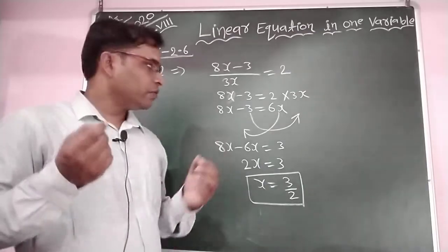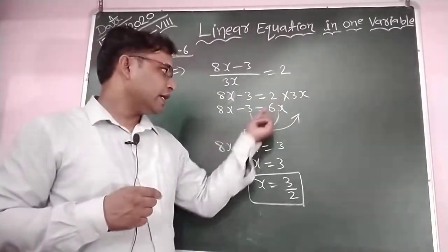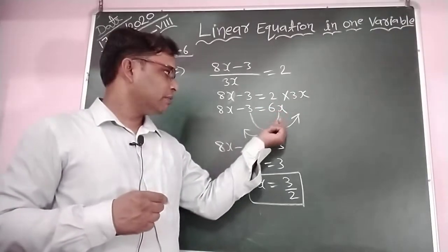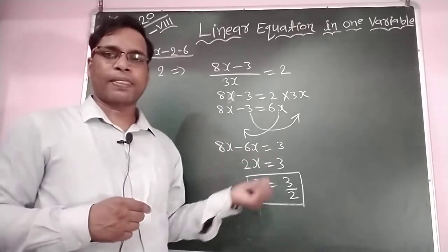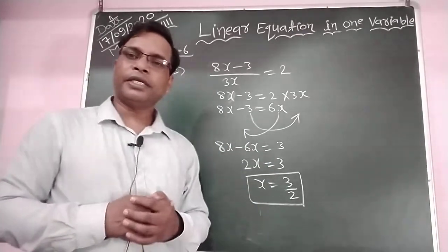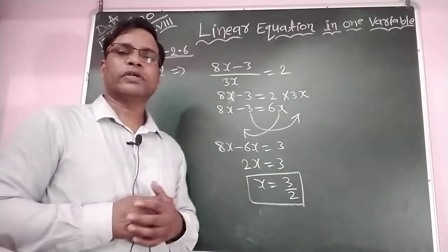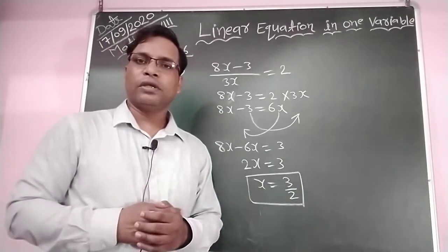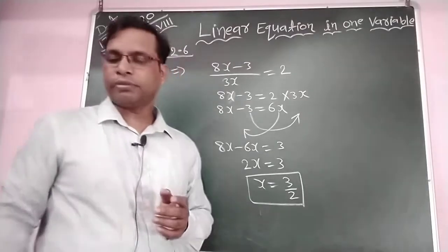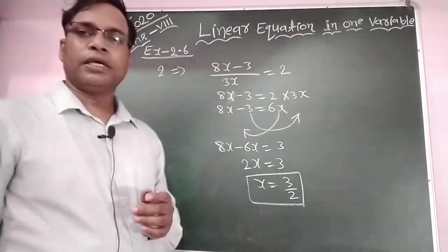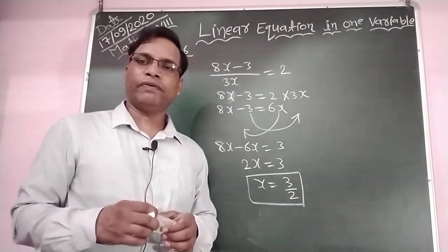After this, we transpose this constant term to the right hand side, and we transpose this variable to the left hand side. So we have 8x minus 6x is equal to 3. If we subtract 6x from 8x, then we obtain 2x. So 2x is equal to 3, or x is equal to 3 by 2. So now we are going to discuss the next question, question number 3. We have 9x upon 7 minus 6x is equal to 15. So here you need to find the value of x.